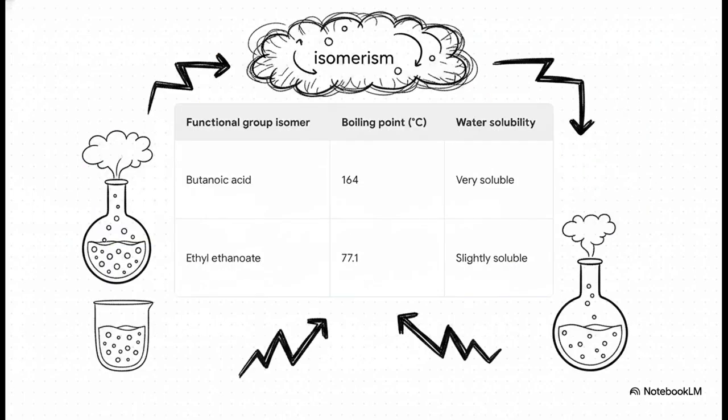And if you want to see just how big a deal this is, look at this. Here we have 2 more functional group isomers. The acid boils at a whopping 164 degrees Celsius, while the ester boils at just 77. The acid dissolves really well in water, the ester not so much. This is the whole point. Just by rearranging the same atoms, we've created 2 completely different substances with wildly different properties.